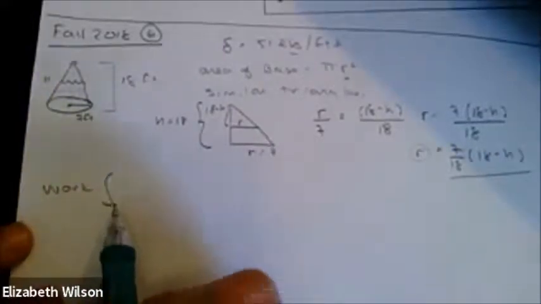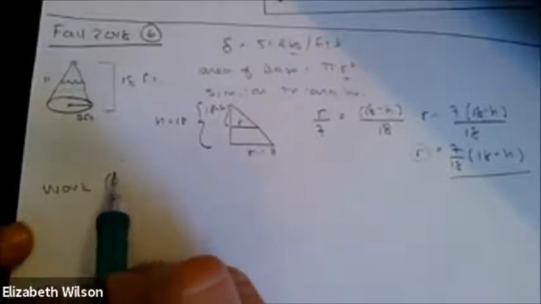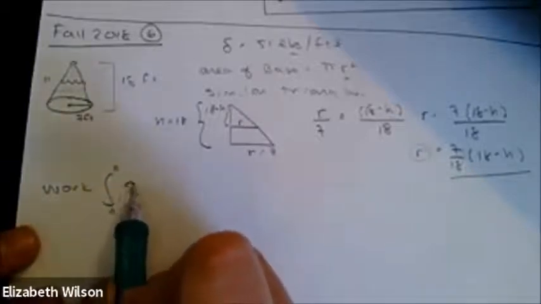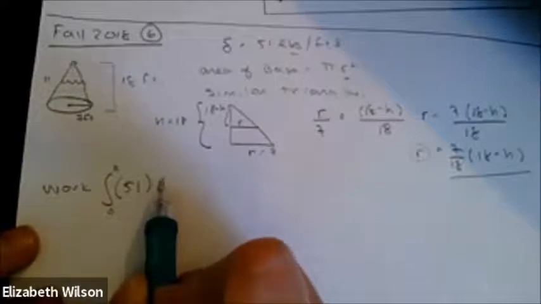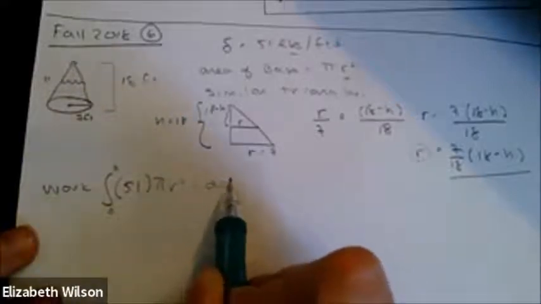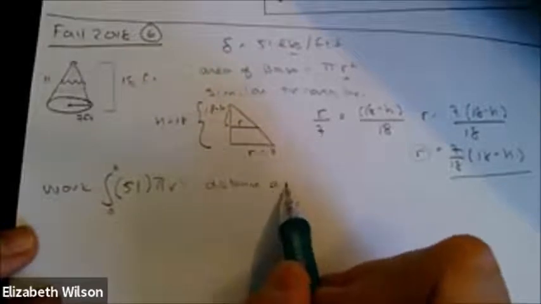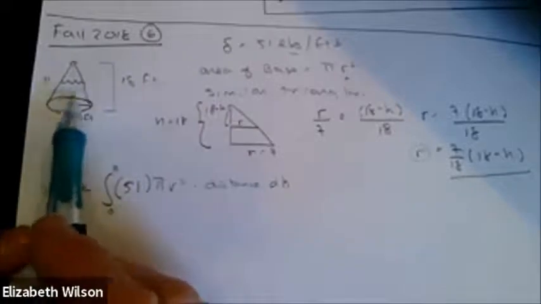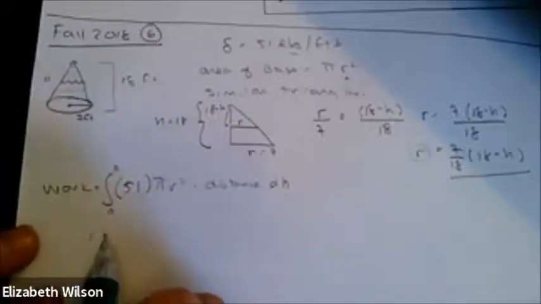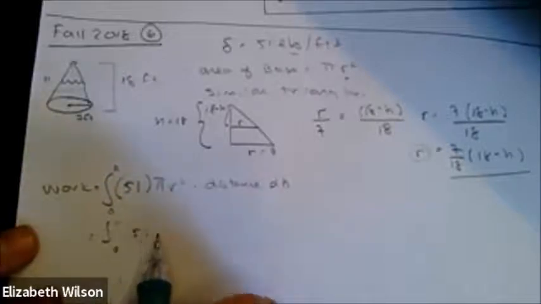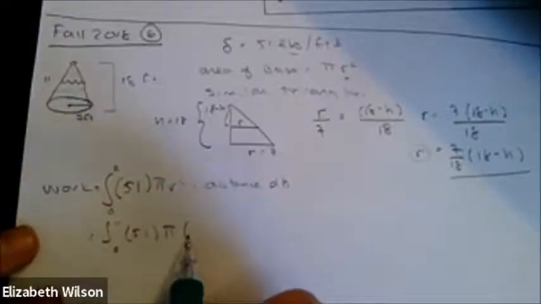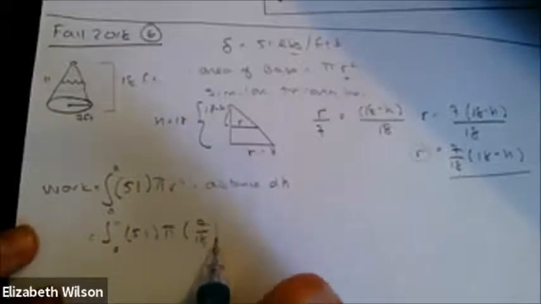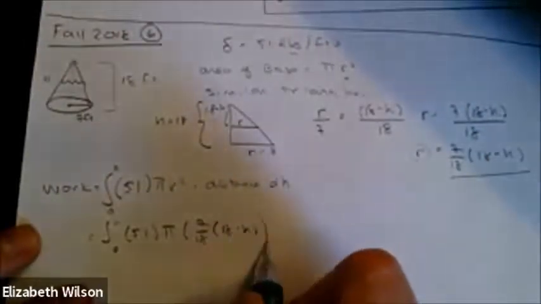So the integral is our volume of water. The volume starts at 0 and goes up to 11 feet. These are always our bounds of integration here. Then I've got my weight density, that's 51. I've got pi r squared times the distance, times dh. dh is the thickness, that tiny little sliver of thickness of that circle as we go up. So let's fill in the blanks here. I'm going to go from 0 to 11, 51, that's my weight density, pi r squared. R, we said before, was 7/18 times 18 minus h, squared.